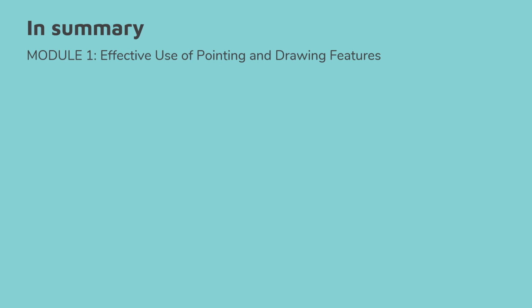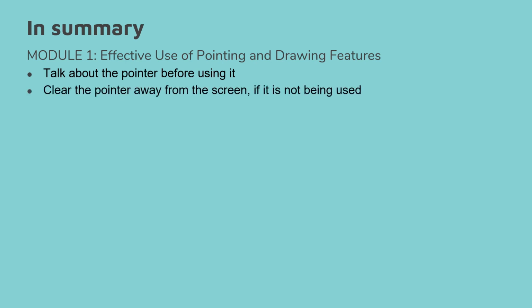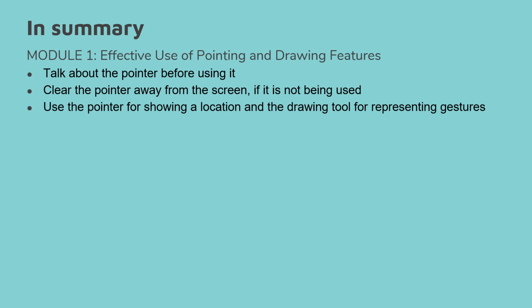To summarize, we went through 4 modules. The first module included trainings on effective use of pointing and drawing features, such as talking about the pointer before using it, clearing the pointer away from the screen when it is not being used, and using the pointer for showing a location, and using the drawing tool for showing directions, orientations, and shape of anatomies.